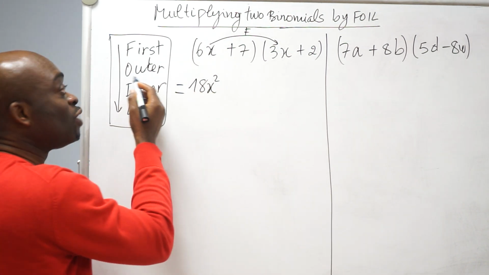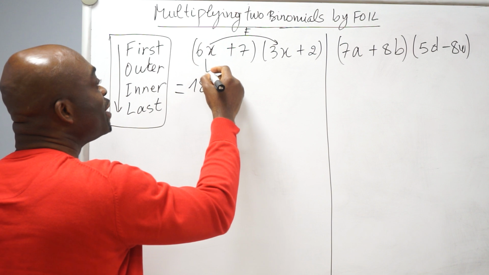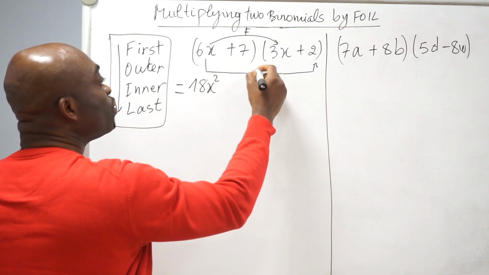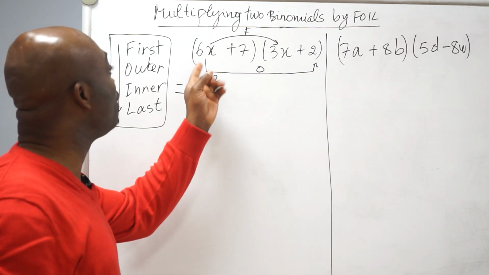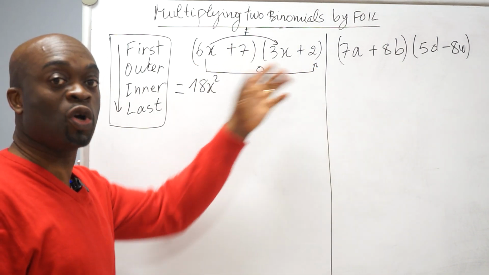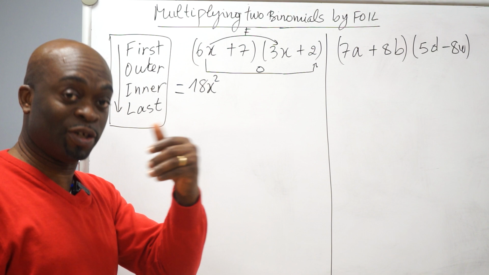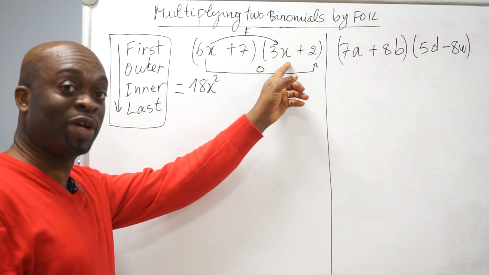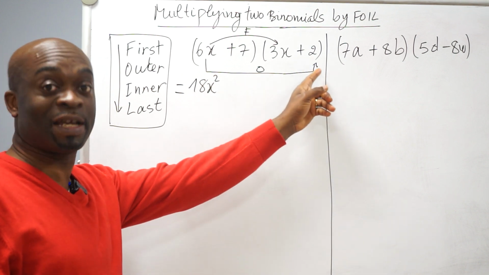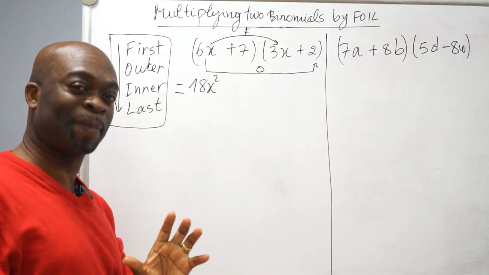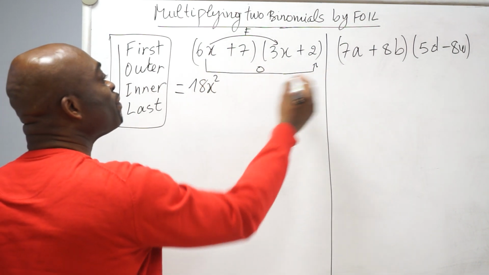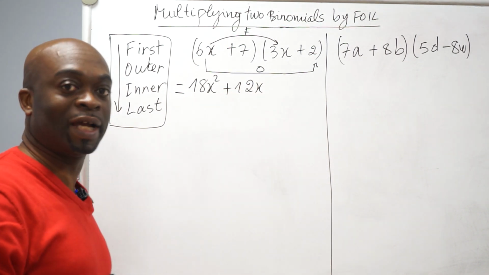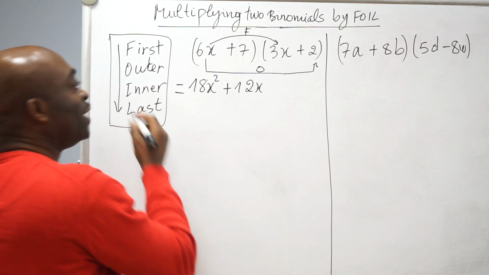So now the next one is going to be the outer. And the outer is this one here. So that's the outer here. Okay? So that's the outer. So that'll give you what? 6x times 2. So we're using 6x twice, consecutively. That means we use it the first time with the 3x, and then now we use the same 6x with the 2. Are you guys following now? Okay. So 6x times positive 2, that will give us what? 12x.